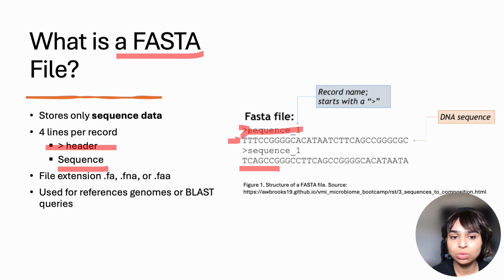Notice one thing though, in the FASTA file you don't see any other information like quality scores or extra metadata, just bare essentials, the identifier and the sequence. So if you ever open a file that has extensions like .fa, .fna, or .faa, you will see something like this in your file.